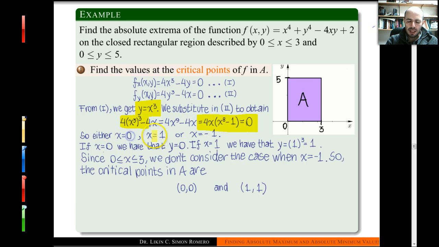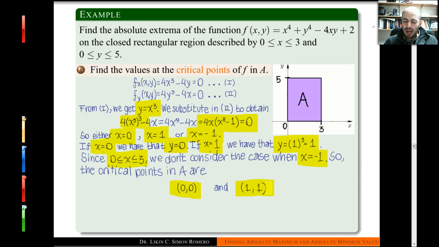So either x is equal to 0, x is equal to 1, or x is equal to minus 1. If x is equal to 0, we have that y is equal to 0 because y is equal to x cubed. If x is equal to 1, then y is equal to 1 again because y is equal to x cubed. Since we're worrying about the x's that are between 0 and 3, we don't consider the case when x is equal to minus 1. So the critical points that are in our region are (0, 0) and (1, 1).